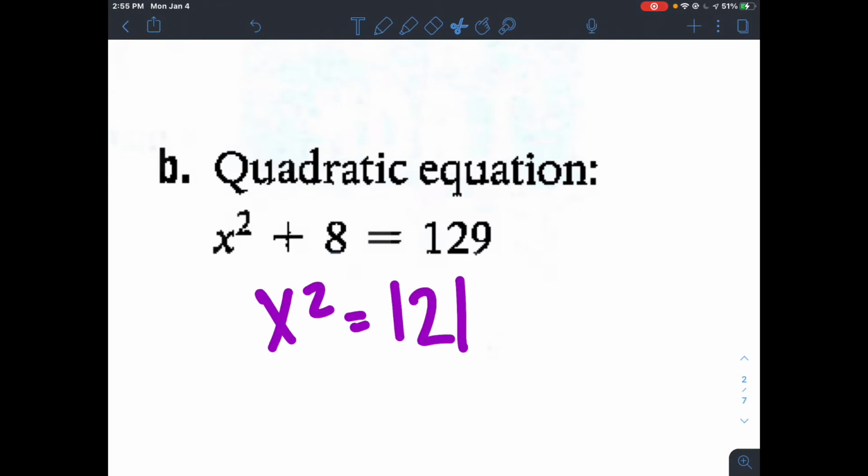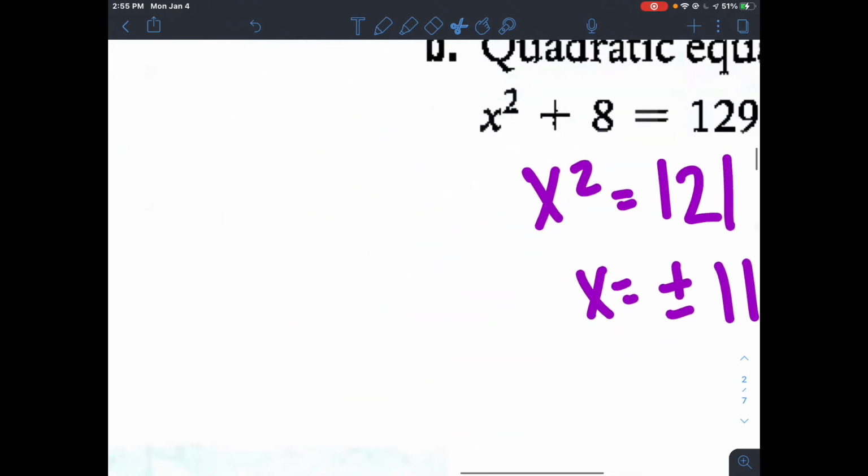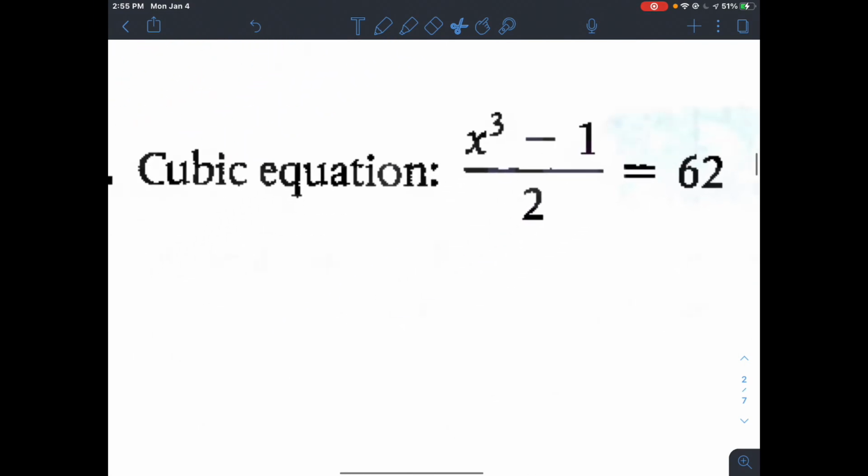Part B, solving this quadratic, I'm first going to subtract 8 from both sides, and I have x squared equals 121. I'll take the square root of both sides just like I did in the first part. I'm just not going to show that work to save some steps. X equals, remember, plus or minus 11. That's where the most common mistakes are going to happen, is that plus or minus, so be careful.